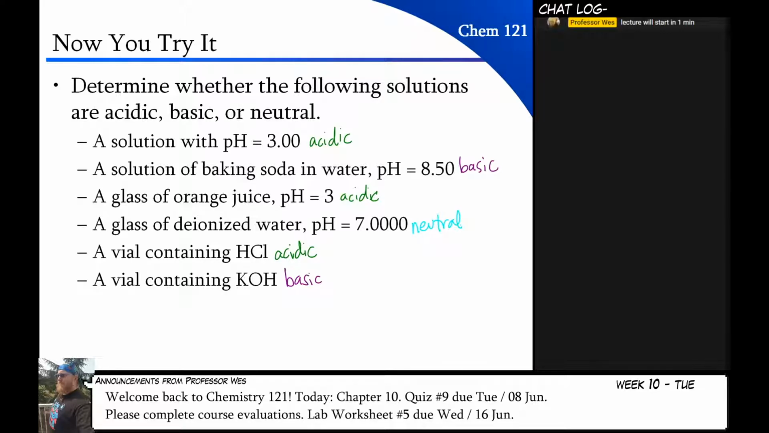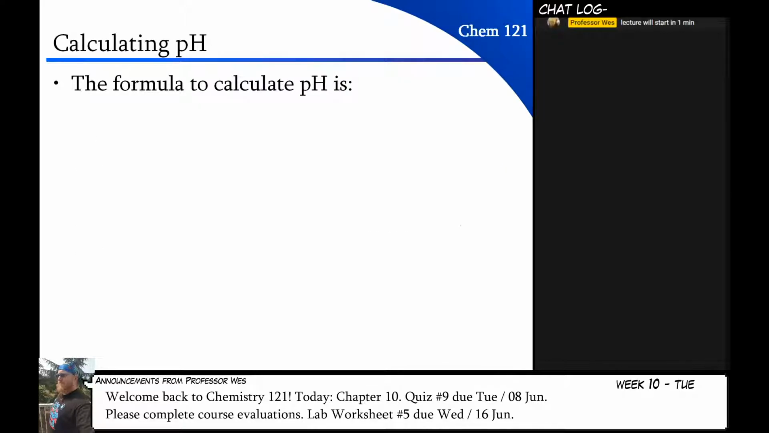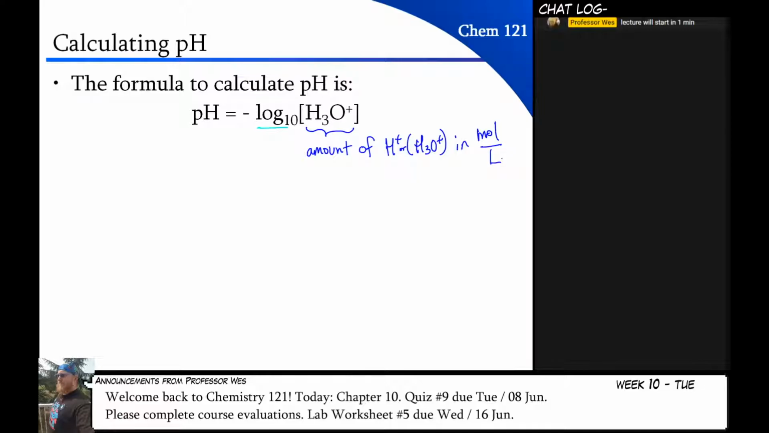How do we calculate pH? The formula to calculate pH involves this function. So there's a button on your calculator that says log. And what you need to do is type in the amount of H plus or H3O plus. They're the same thing. In moles per liter. And then you push log on your calculator, and then you push minus to flip the sign of the number.